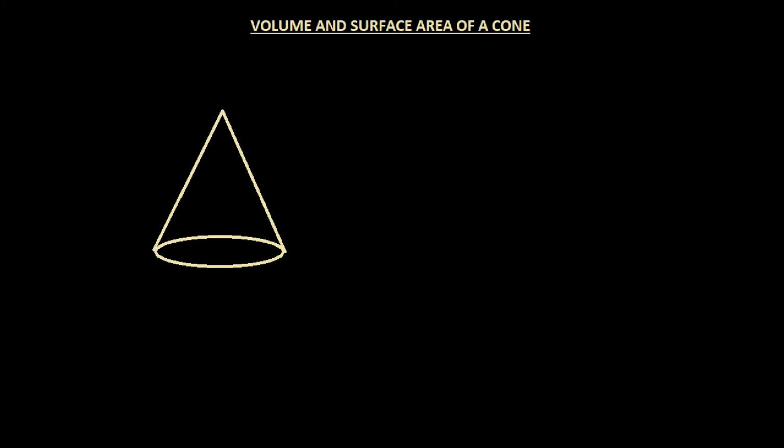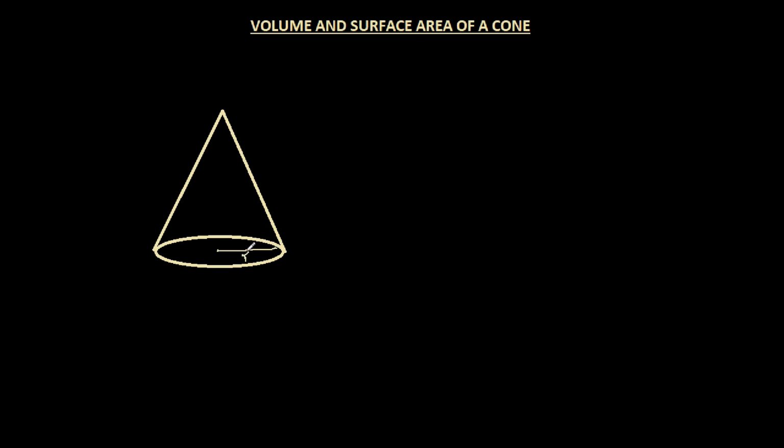And you know that the surface area of any object is nothing but the sum of the areas of all its faces. Now let's have a look at the faces that a cone has. Well, obviously it has got a circular face at the bottom, which obviously has a center and it has a radius. Let's say that the radius is r.